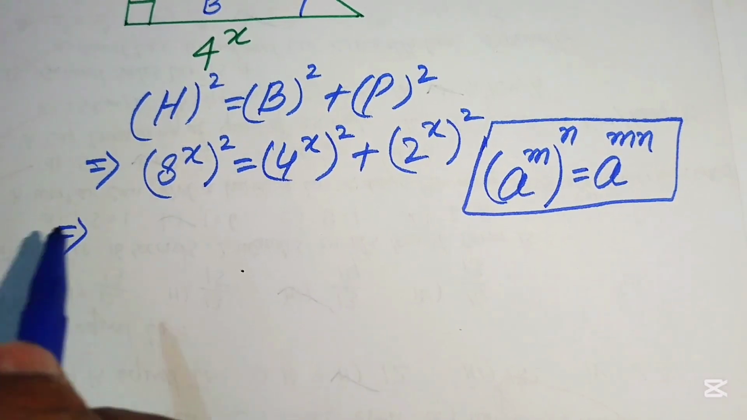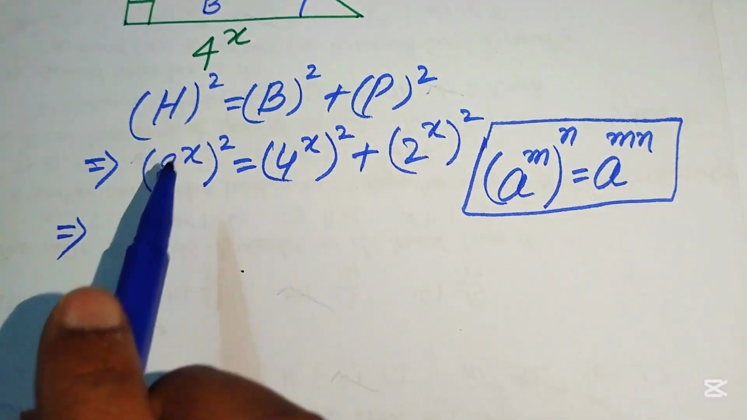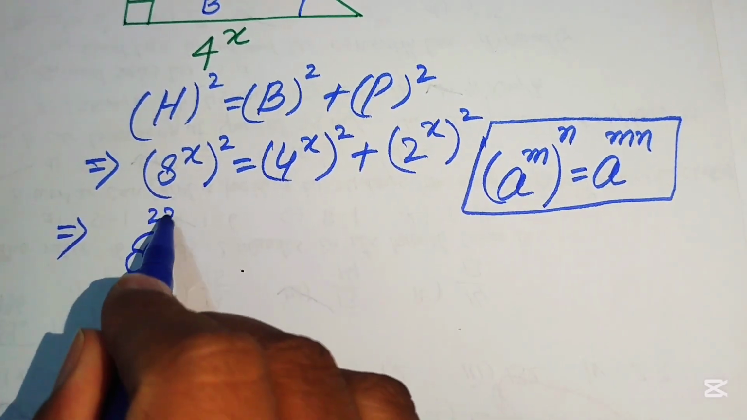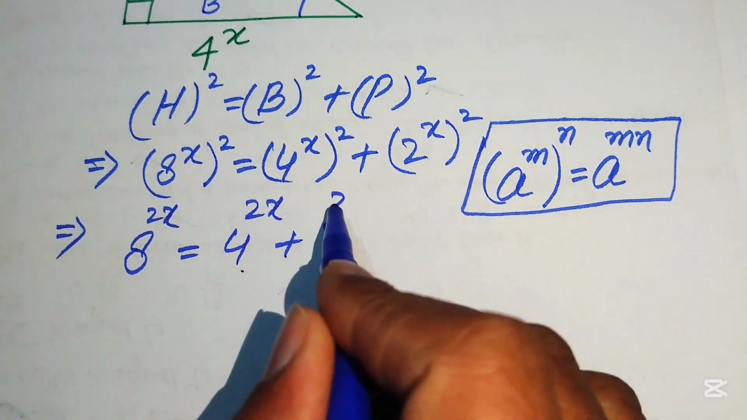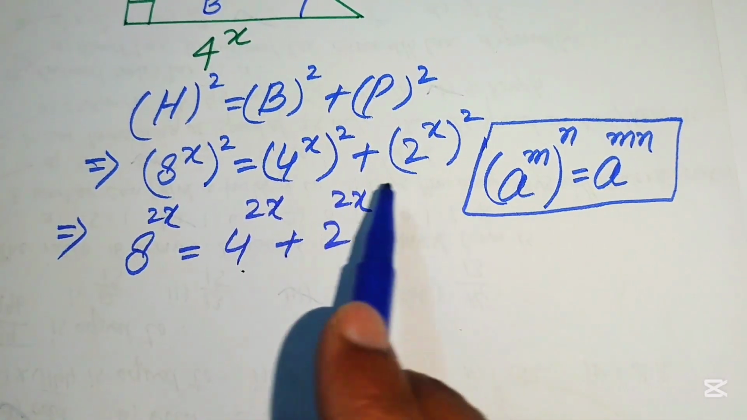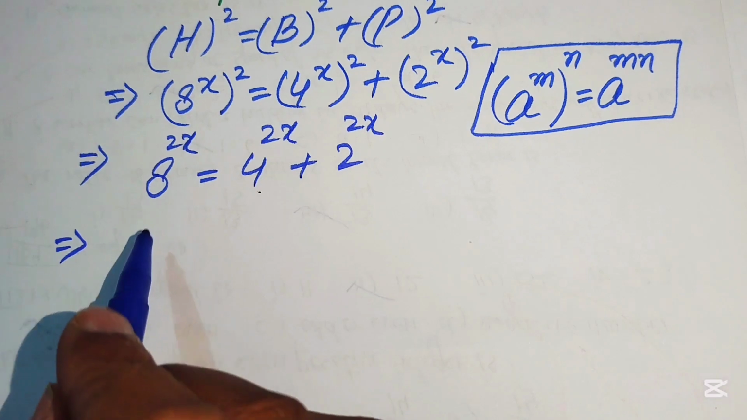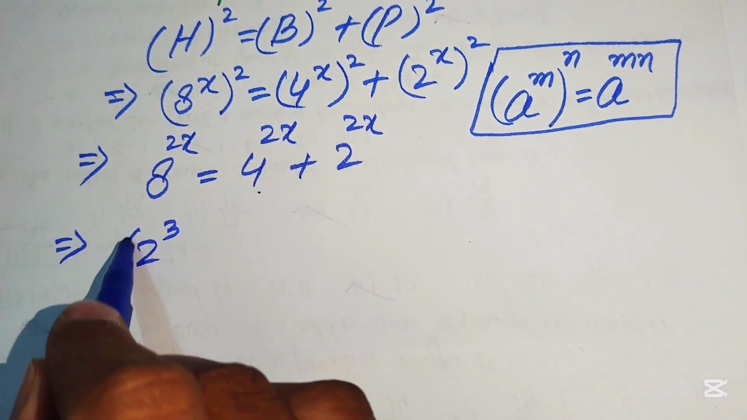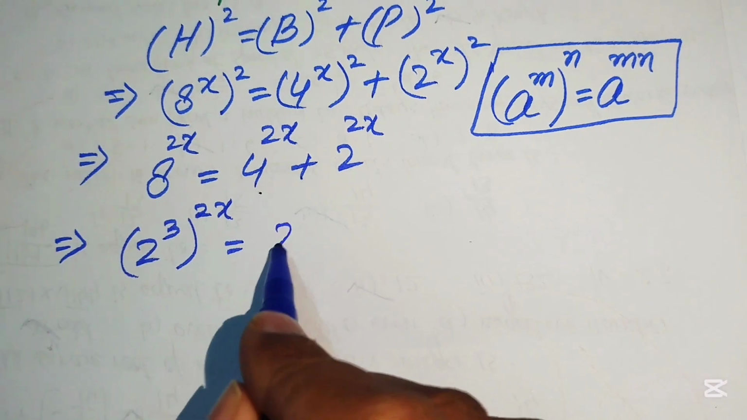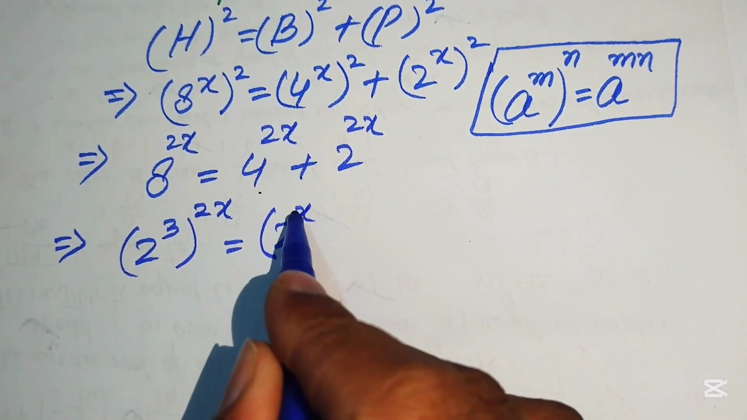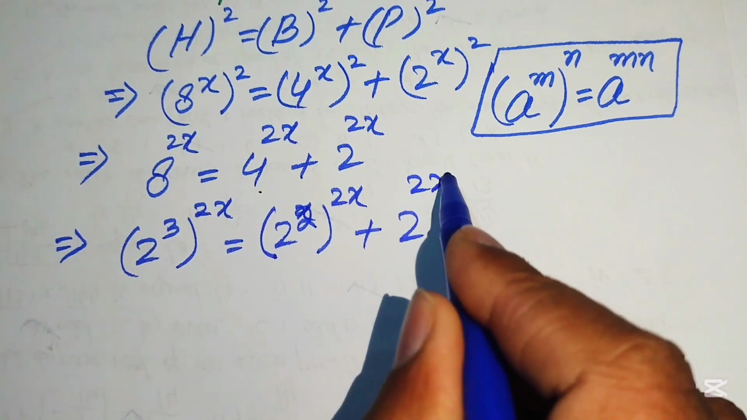First we apply this formula here, and it will be written as 8 to the power of 2x equals 4 to the power of 2x plus 2 to the power of 2x. We just apply this formula on each of these terms, and after that we write 8 in prime factor form. The prime factorization of 8 is 2 cubed, and its exponent is 2x, equals, we write 4 in exponential form as 2 squared, whole power 2x, plus 2 to the power of 2x.